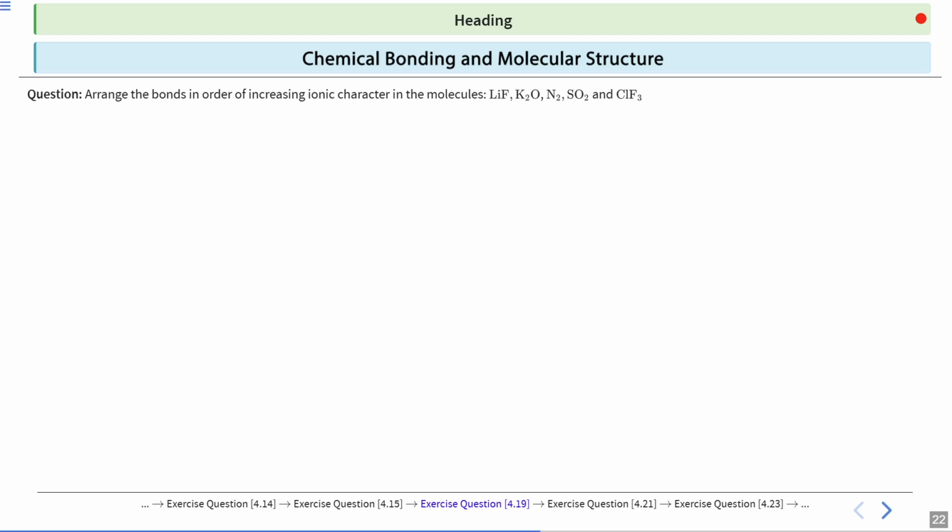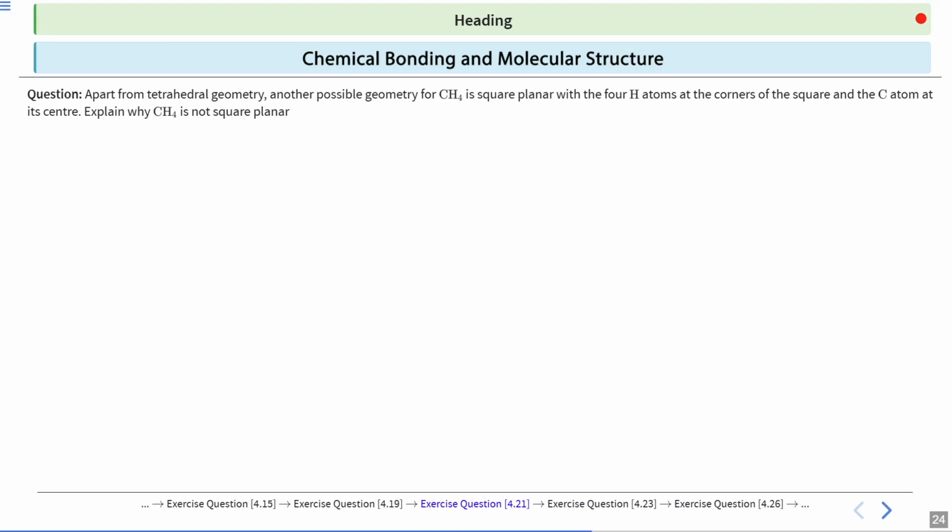Our next question is: arrange the bonds in the order of their increasing ionic character in the molecule. Your molecules are LiF, K2O, N2O, SO2 and ClF3. Just try this question out by yourself. I'm not letting you know the answer. So try this out and do it by yourself. Okay, so this is a practice question for you. It's an easy one, so I'm not dealing with it.